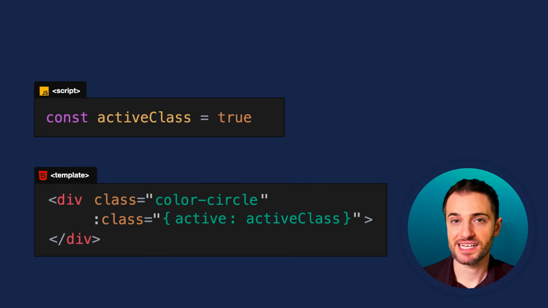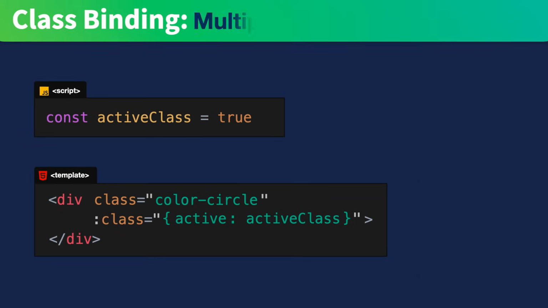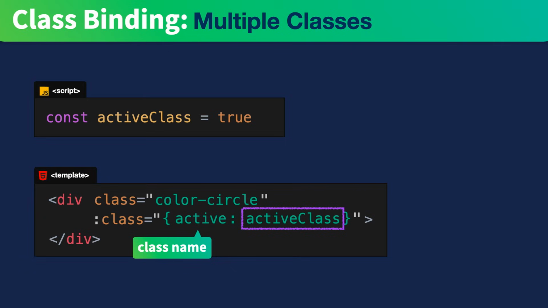When getting started with class binding, there are some things to note. For example, what happens when we already have an existing class, such as color circle, and we wanted to conditionally add an active class based on the truthiness of active class within our script? Let's look at this example. In the class binding here, active is the class name, and active class is really a condition that we're evaluating to determine if we're adding the active class or not. So because active class in our script is true, we're going to add the class of active to this div.